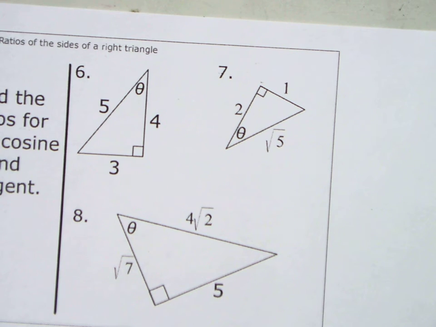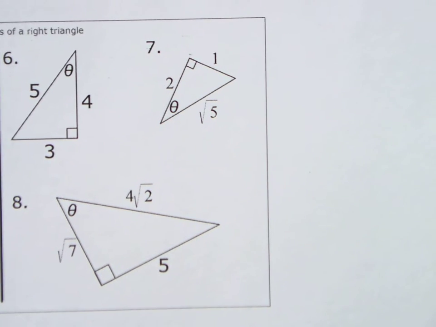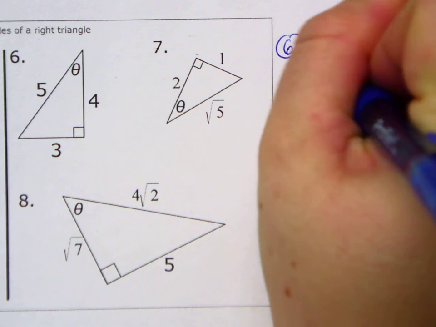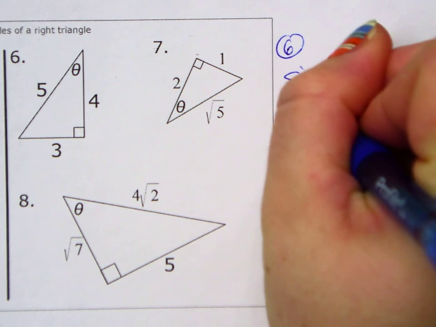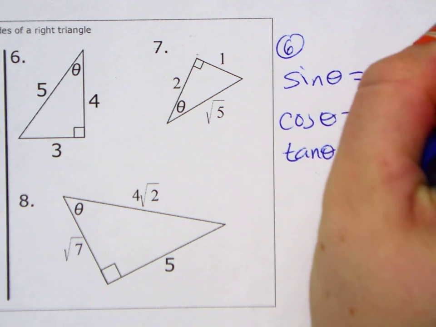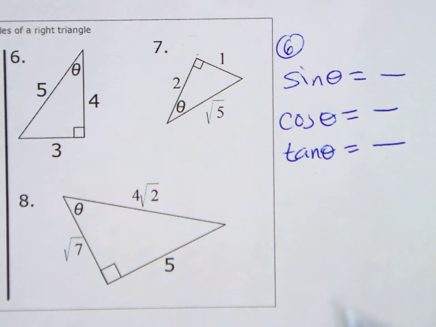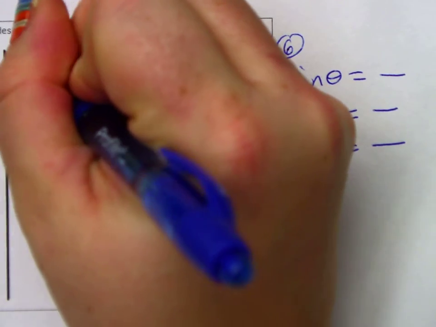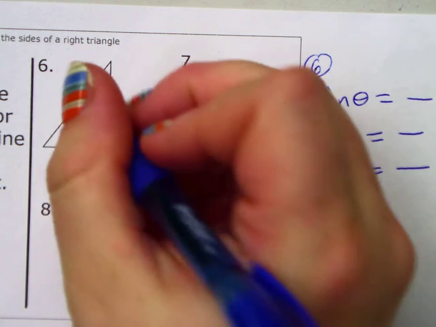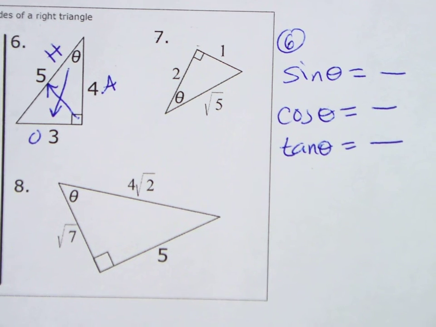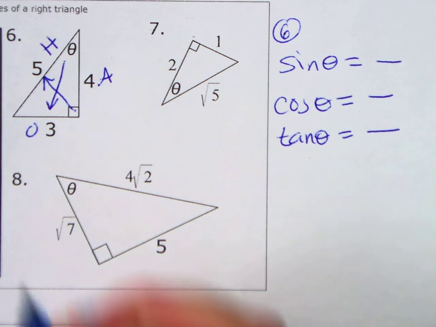So now we're going to write down the ratio for each of them. I'm going to do number 6 here. Sine of theta equals, cosine of theta equals, tan of theta equals. The first thing we're going to do is label. Where is my hypotenuse? Put H. Where's my opposite? And where's my adjacent? Now sine is opposite over hypotenuse, so I'll write it down here.